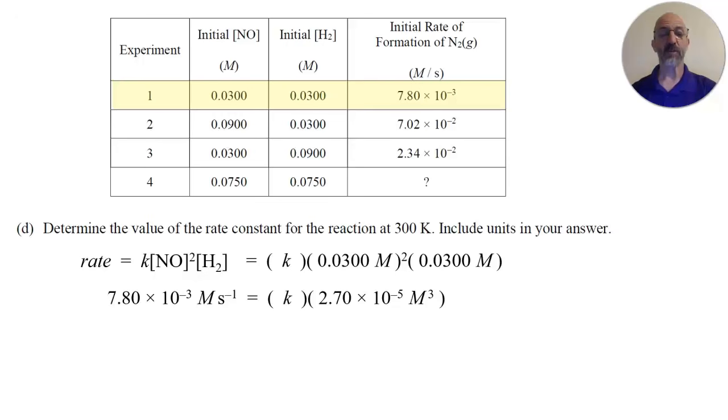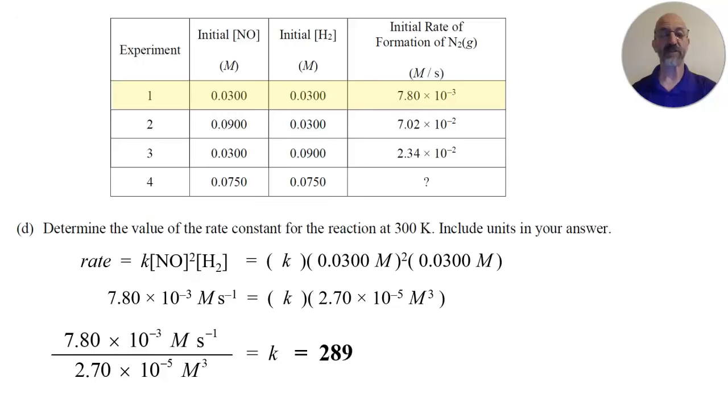Now, when I did 0.03 molar squared times 0.03 molar, I got 2.70 times 10 to the negative 5, and my units are molarity cubed. I'm going to go ahead and solve for K, and I will get a numerical value of 7.80 times 10 to the negative 3 divided by 2.70 times 10 to the negative 5, which equals 289 when I did that math on my calculator.